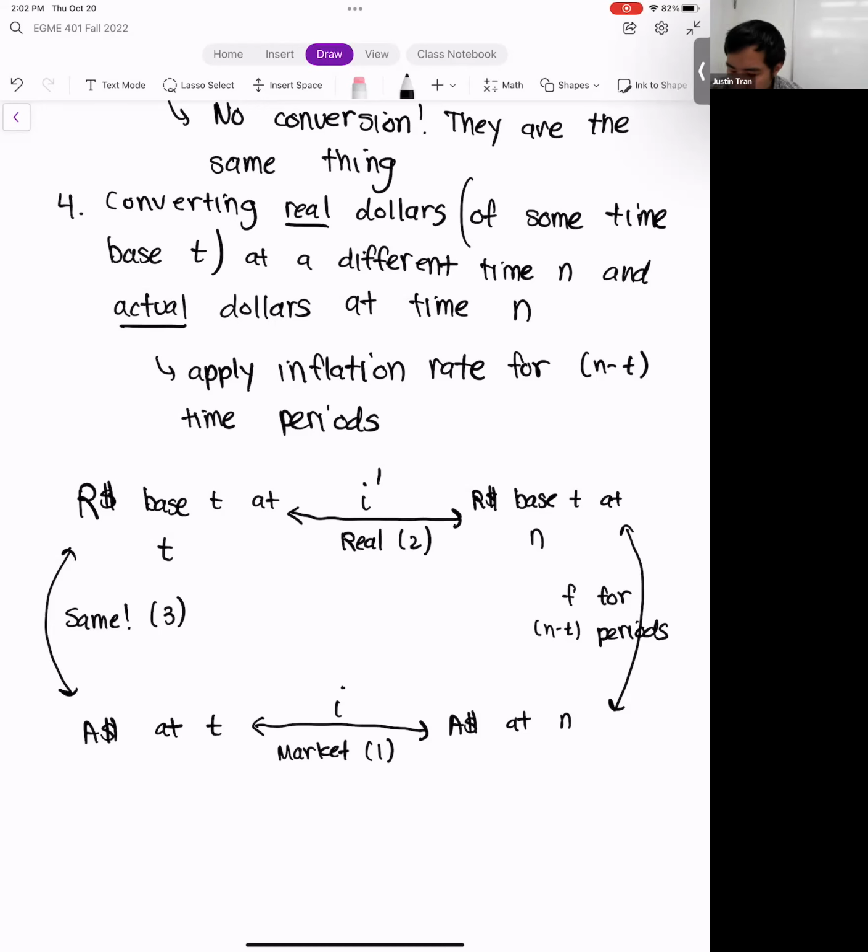Okay, and then finally we have rule 4. And so rule 4 is if you're converting real dollars with some different time base t to actual dollars at the same time, then you're going to use inflation, because that inflation is going to affect how much purchasing power that actual money may have.